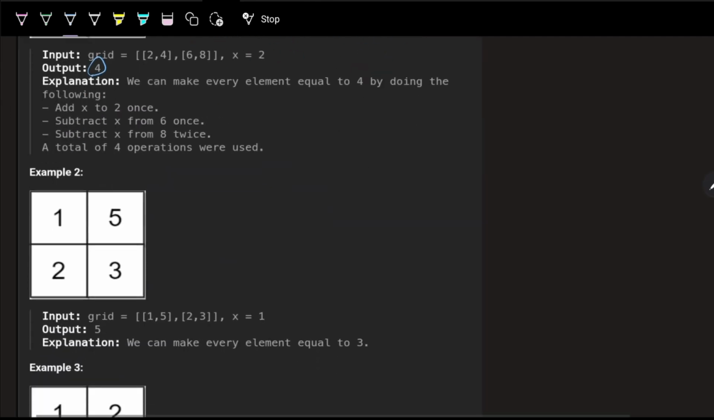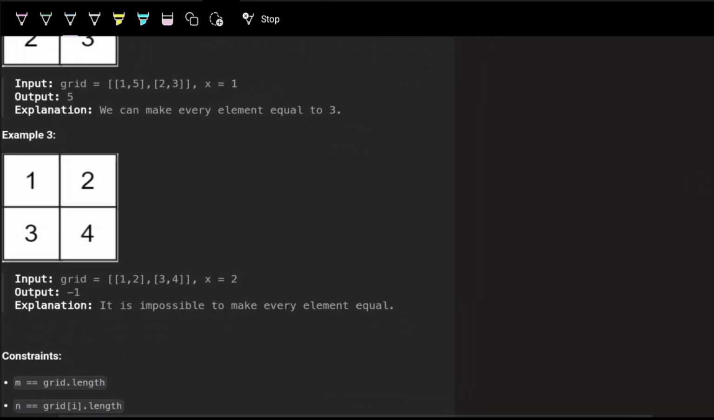I hope you are getting it. Let's understand the case where the output is -1. That is 1, 2, 3, 4, and x is given as 2. Now I have to convert all elements to one unique element, that is either 2, or 3, or 4, or 1.